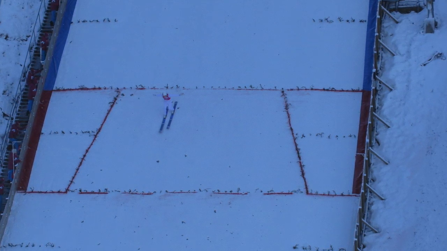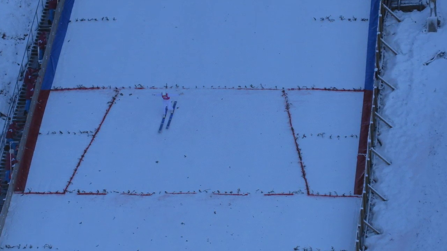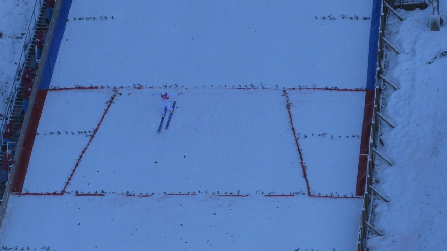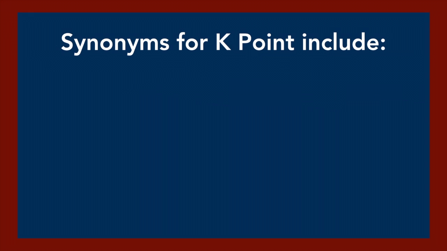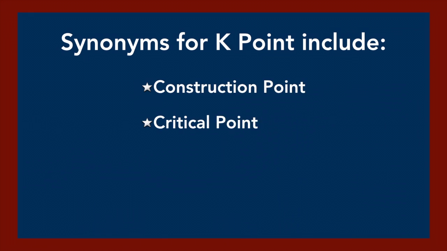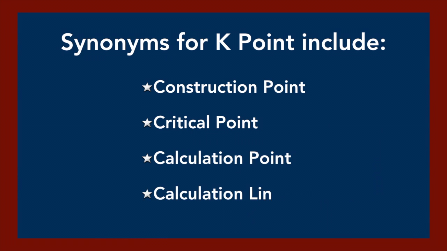Jumpers earn points for each meter they fly beyond the K point and lose points for each meter they land short of the K point. You may also hear the K point referred to as the construction point, critical point, calculation point, or calculation line.